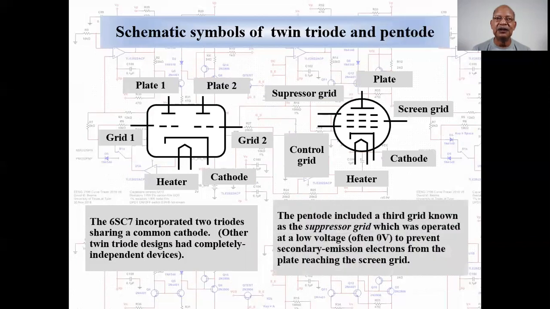The suppressor grid was introduced as an improvement to the tetrode to solve the problem of secondary emission electrons from the plate flowing back to the screen grid. The suppressor grid was operated at ground, 0 volts. In some pentodes, the suppressor was internally connected to the cathode.